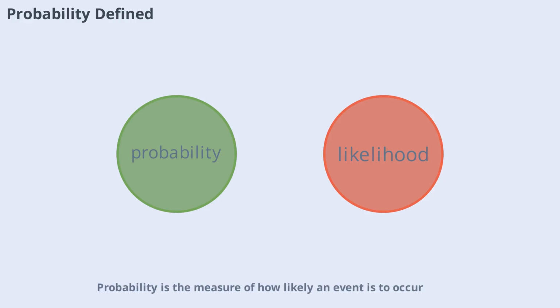Probability is the measure of how likely an event is to occur. It ranges from 0, impossible, to 1, certain. For example, the probability of flipping a coin and getting heads is 0.5. Probability is a core concept in statistics, helping us make predictions and assess risks in everything from games to business decisions.